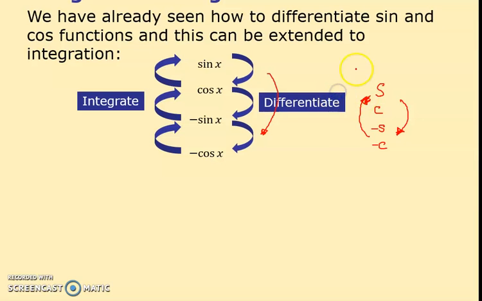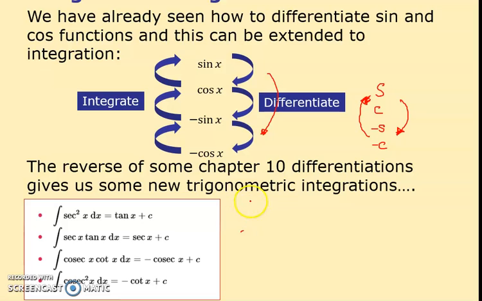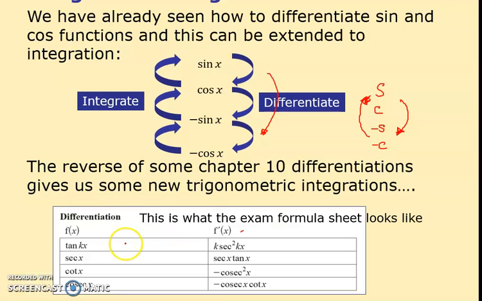But there's more to this than we've seen so far, because from chapter 10 differentiation, we basically were given some differentiation which are similar to this. Now this is what the formula sheet says. The formula sheet says if I differentiate tan, I get sec squared. You notice kx gives me k sec squared kx, and it gave us these others. This is what the formula sheet gives us.